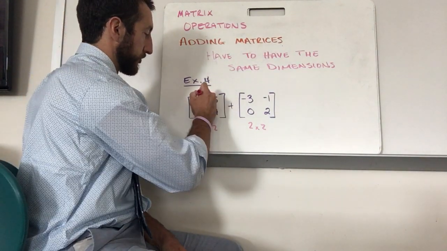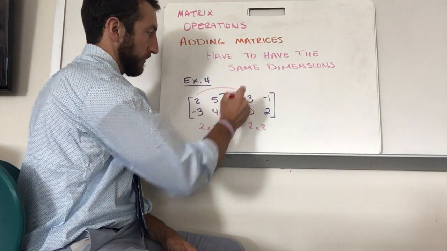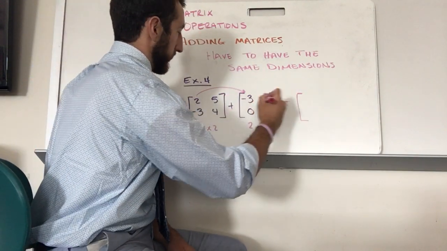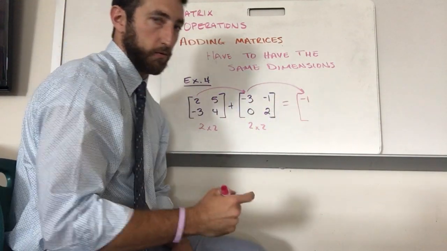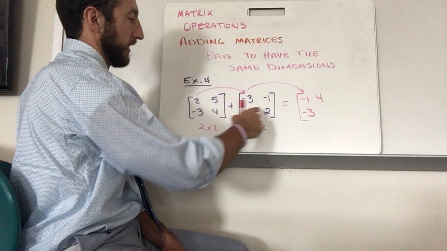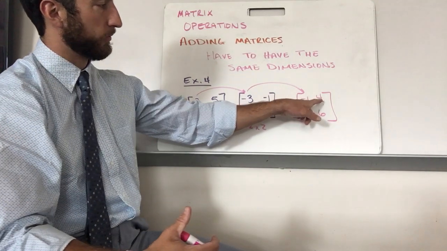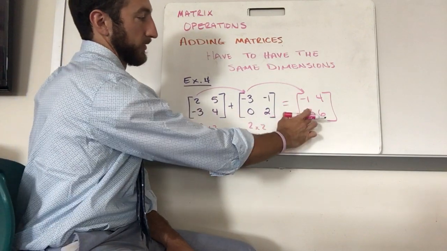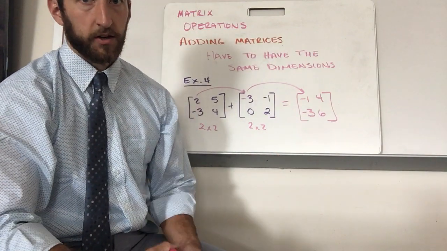So all you're going to do to add is take the corresponding cells and add the corresponding cells. So if I have 2, I'm going to add it to the -3, and that's going to be in the top left. So that's going to be -1. Okay, then we have 5 plus -1. That's going to give us 4. The -3 plus 0 is -3, and 4 plus 2 is going to give us 6. So our resultant matrix after we add is going to be -1, 4, -3, and 6. So 2 plus -3 is -1, -3 plus 0 is that -3, 5 plus -1 is that 4, 4 plus 2 is that 6. So that's adding.